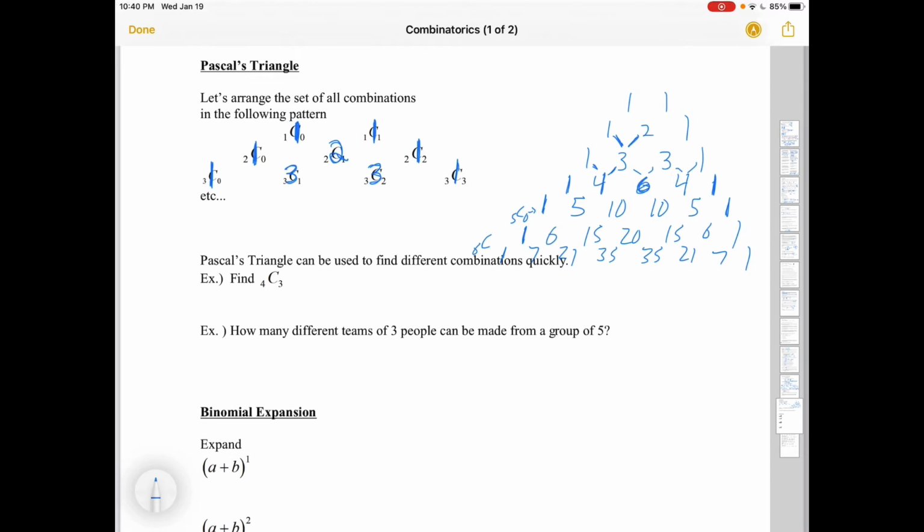So Pascal's triangle can be used to find different combinations really quickly. If we wanted to find 4C3, here's what we could do.